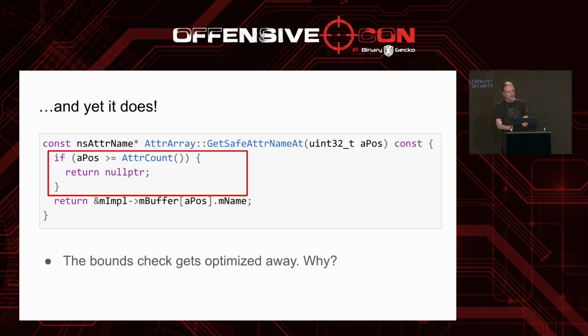Now, why on earth would the compiler remove a bounds check? So let's look at what's going on. If the bounds check fails here, you can clearly see that the function returns a null pointer. But the issue is that the calling function does not check for null pointer, which means if the bounds check fails, that results in null pointer dereference. And now, the trick is the compiler knows that null pointer dereference is undefined behavior.